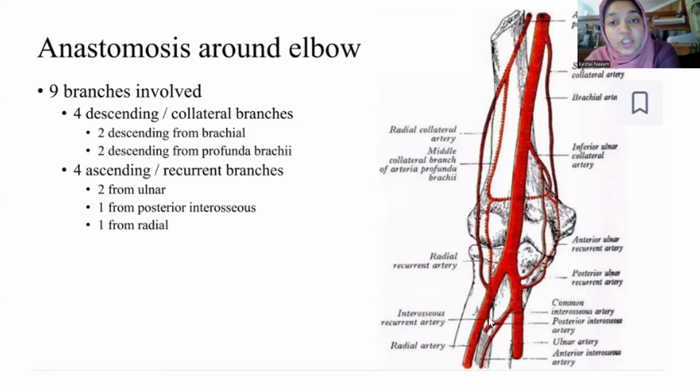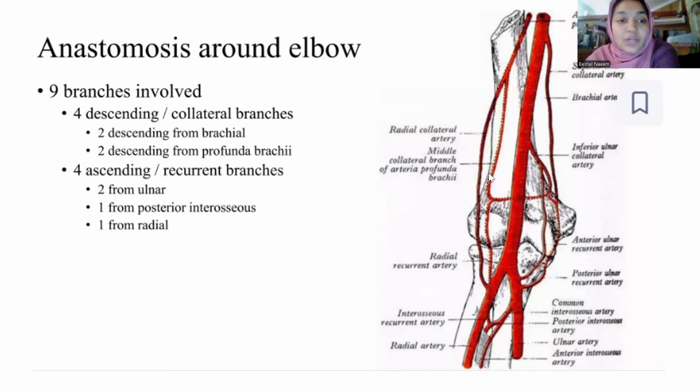The posterior interosseous artery further gives off a recurrent artery. This is called the interosseous recurrent artery. The interosseous recurrent artery, why is it called recurrent? Because it's going against the blood flow. The interosseous recurrent artery goes and joins with the middle collateral branch of the profunda brachial artery.